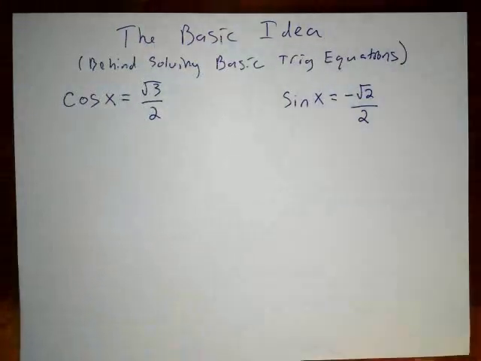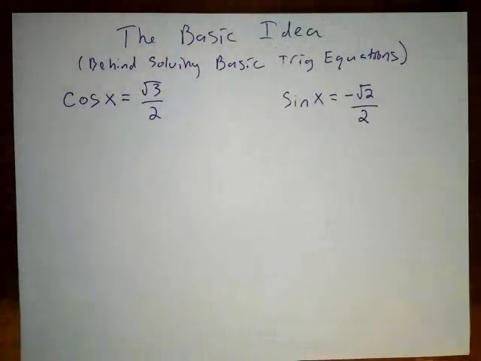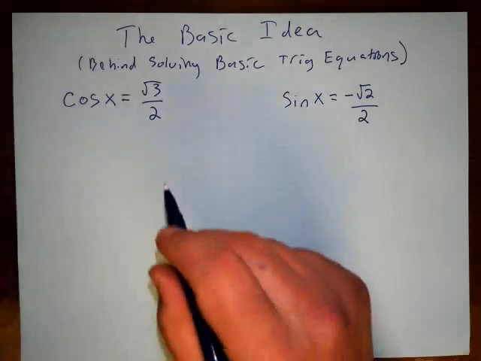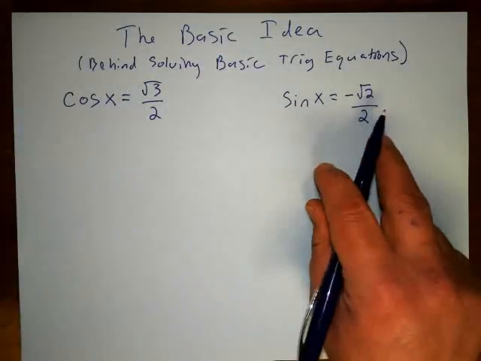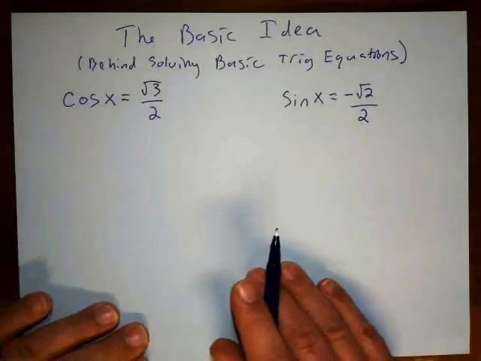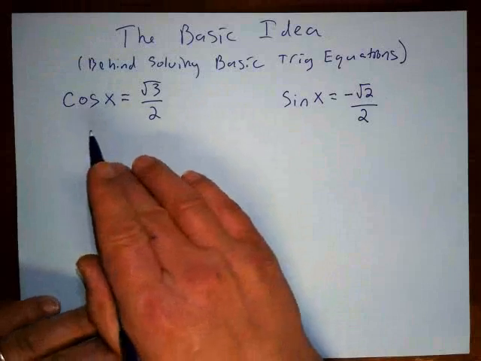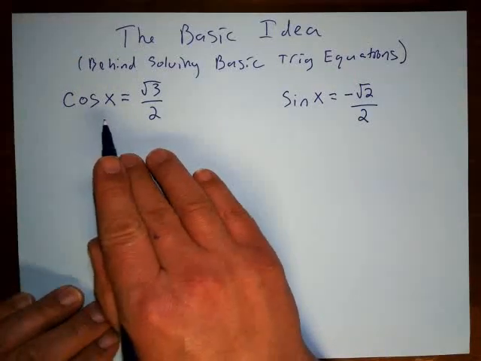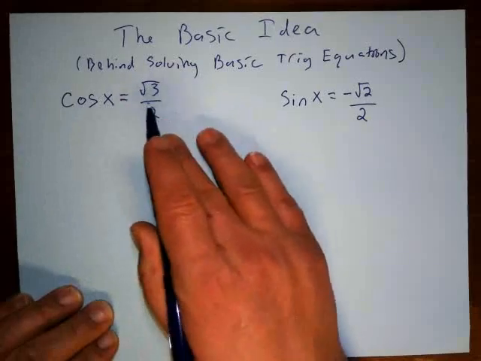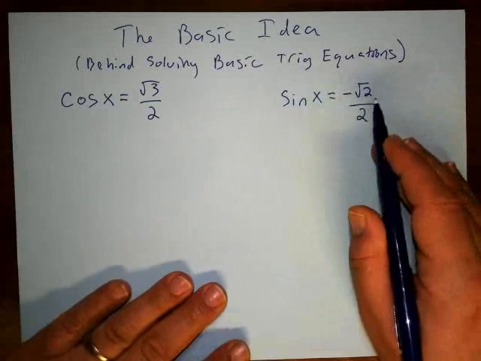Okay, so we're going to start with this. We're going to call this the basic idea behind solving basic trig equations. So a basic trig equation is kind of like one of these two here. It's where you've got a single trig function on one side just by itself equal to some value. Okay, or the sine of x here is equal to some value.